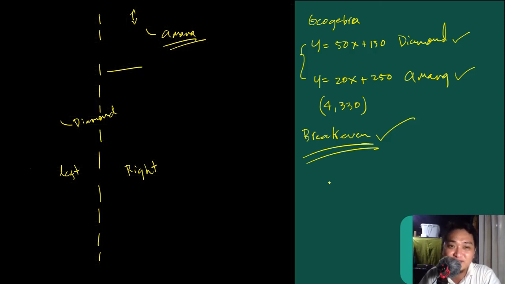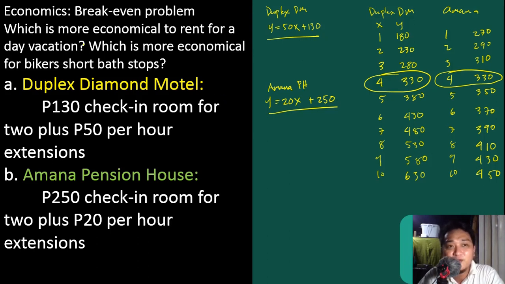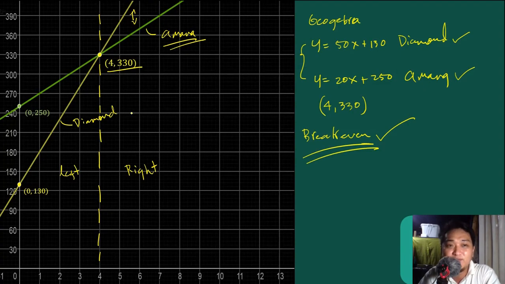So, to answer our question, our query, which is more economical to rent for a day vacation? Kung ikaw ay bakasyonista at magtatagal ka ng, let's say, more than 4 hours sa pension house or motel na yon, mas makakamura ka sa Amana Pension House. Kasi pag i-graph mo yung dalawang linear equation or yung dalawang linear system, mas mababa yung rate niya compared dun sa Diamond. At kung ikaw naman ay bikers na ang intention mo lang maligo, magpalit ng damit in less than 4 hours, mas mura sa Diamond Motel. Katulad nung pinapakita nung graph natin. Okay?